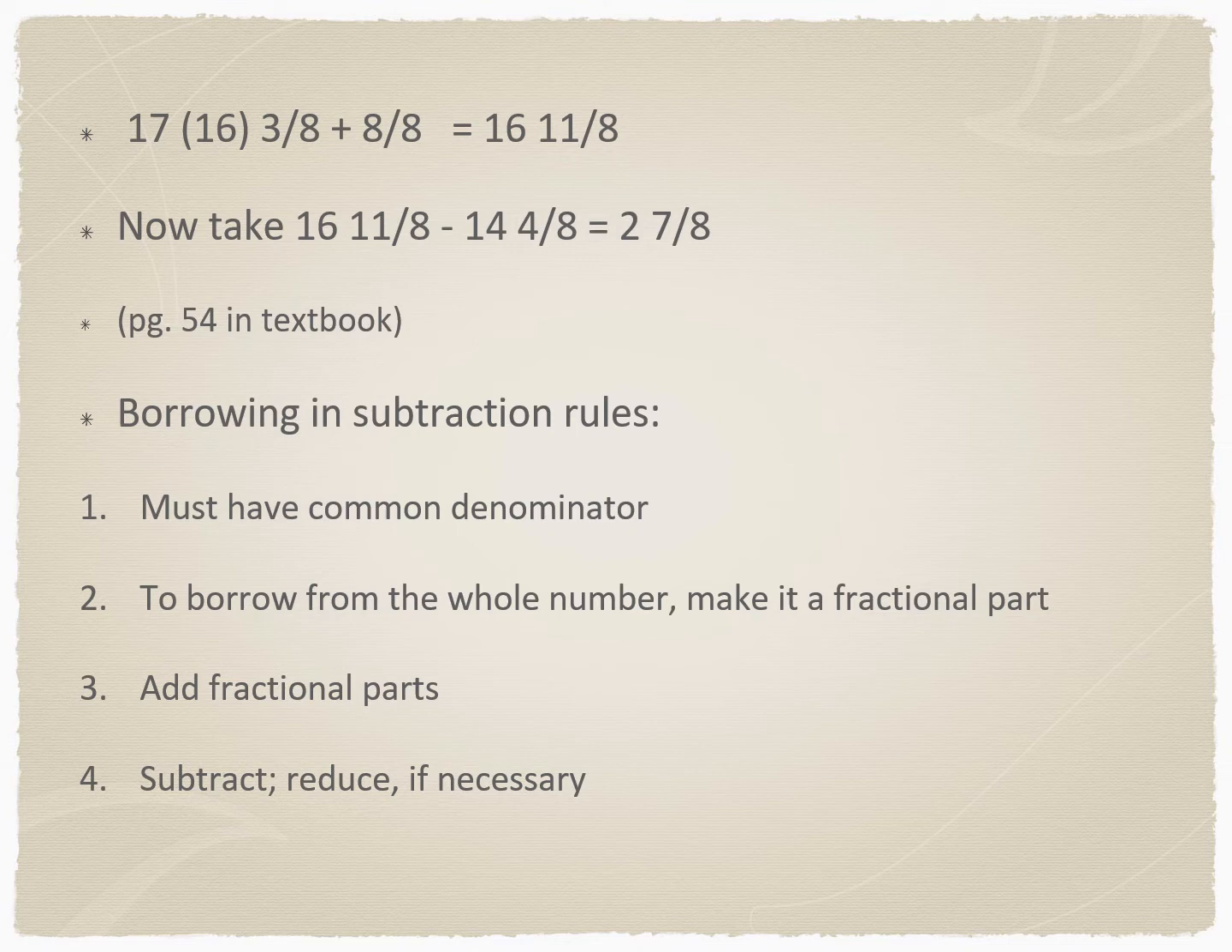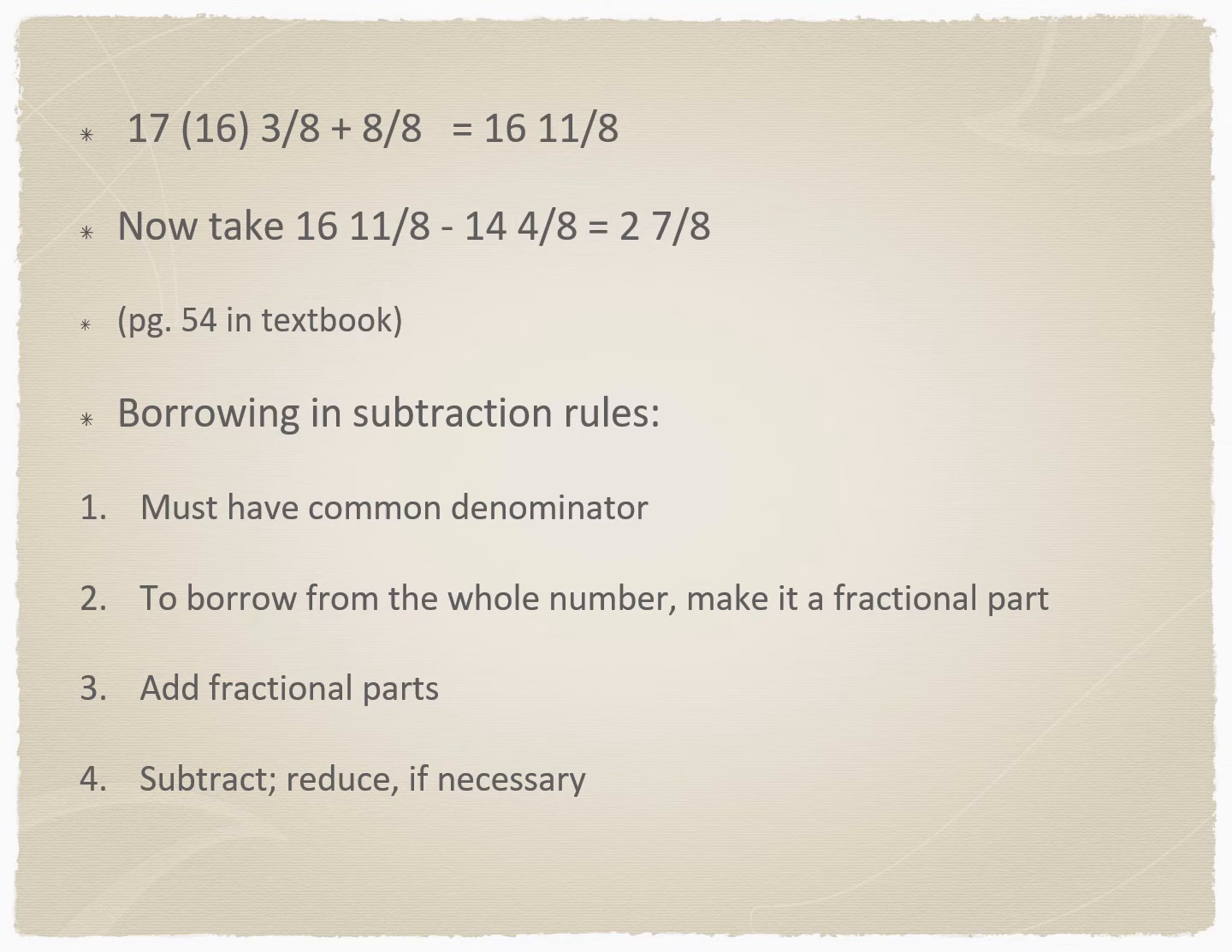So we're going to change that 17 3/8. We are going to borrow 1. We're going to take a whole 1 away from that 17, so our 17 is going to turn into a 16. Remember, 8 over 8 is equal to 1, so there's our 1 that we took away. Then we still have our 3/8, so we have to add the numerator. We're adding the 3 plus the 8, which gives us 11 over 8.